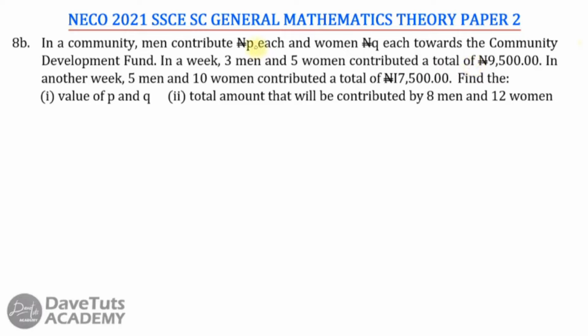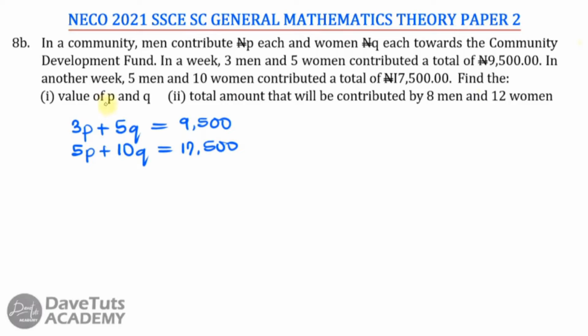Since each man is contributing P, and we're having 3 of them, then we are having 3P. And then since each woman is contributing Q naira, and we're having 5 of them, that means we have plus 5Q. What they contributed is nothing but 9,500. And then in another week, 5 men and 10 women contributed a total of 17,500. That means we are having 5P plus 10Q contributing 17,500. So that's a very good interpretation of what we have.